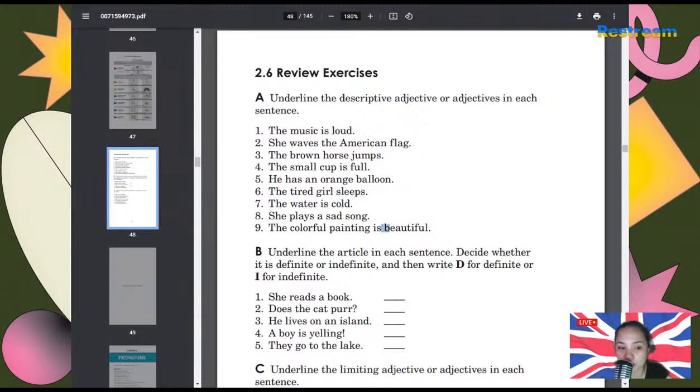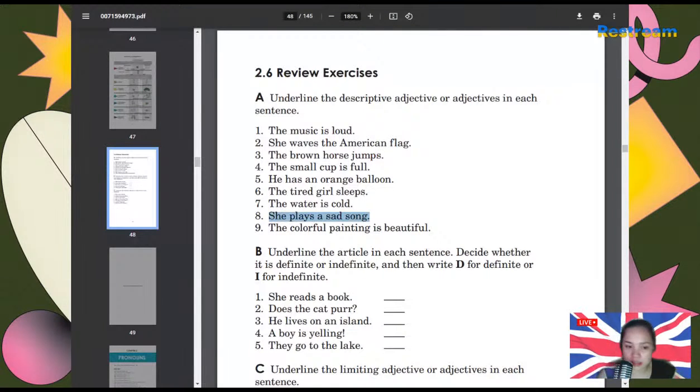Okay, the subject here is the water. While the adjective here, did you find it already? The adjective is cold. Okay, so as you can see here, we have again a linking verb before the adjective cold.